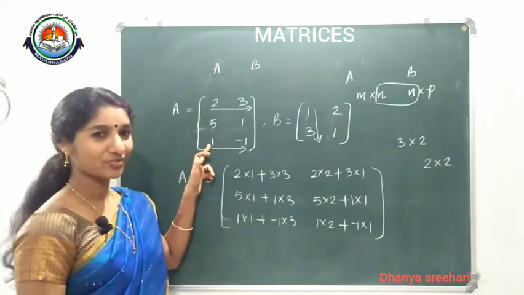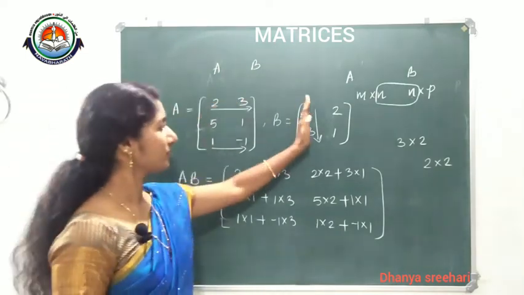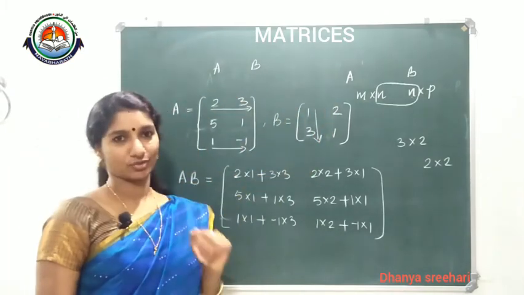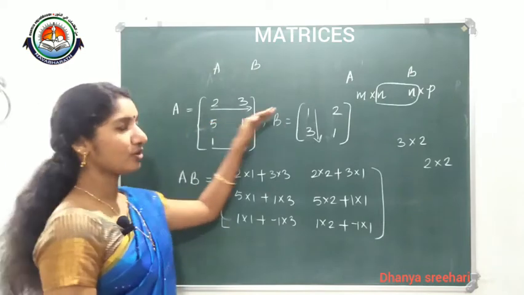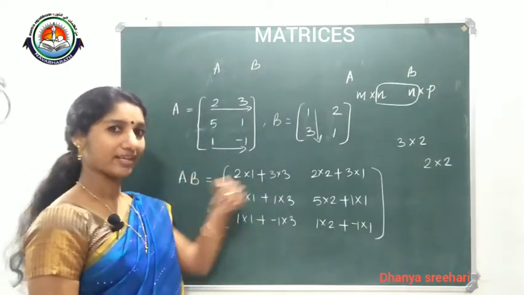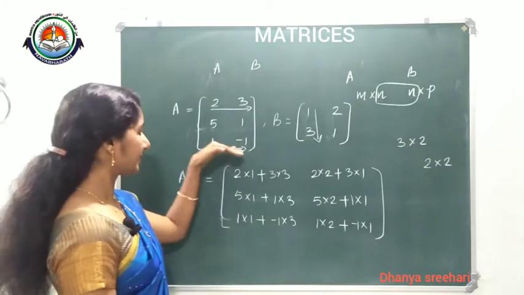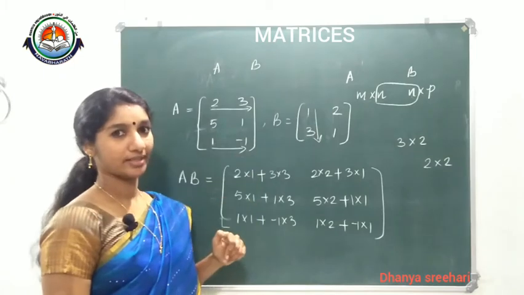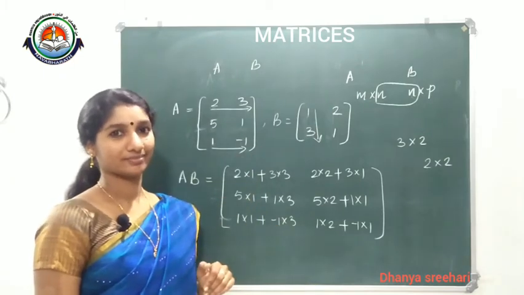Okay, so what are the things we did? First row, first column, first row, second column: we are getting the first row's elements. Second row, first column, second row, second column: we are getting the second row's elements. Third row with the first column, third row with the second column: we are getting the third row's elements.